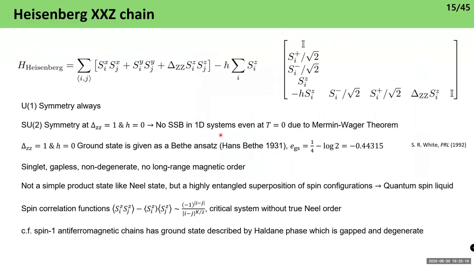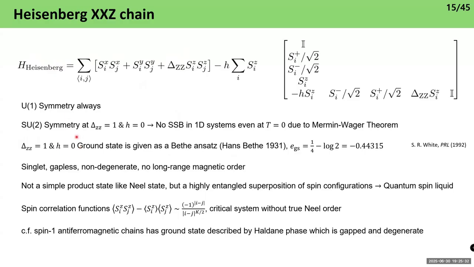Since it is a one-dimensional system, even at zero temperature where only quantum fluctuation exists, there is no spontaneous symmetry breaking, so there is no long-range magnetic order. That's the theoretical part.